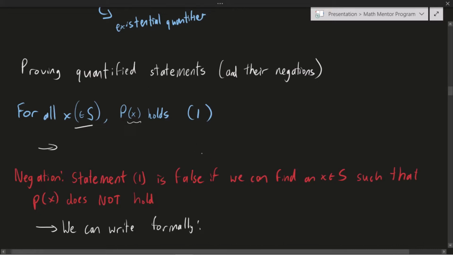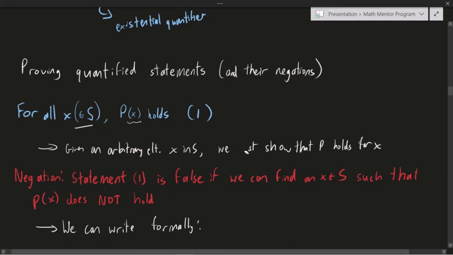How do we prove a statement of the form formula 1? Well, we would have to show, given an arbitrary element in S, or let's call it x, we must show that P is true for x. So that's just a standard way of proving a for all statement.